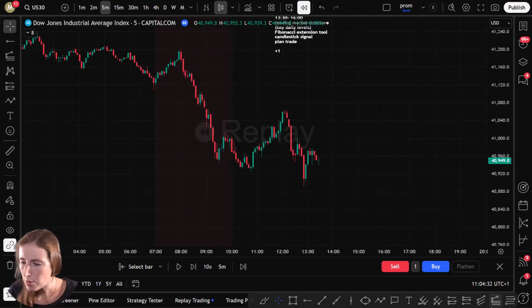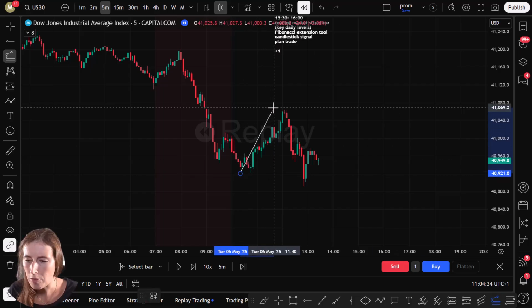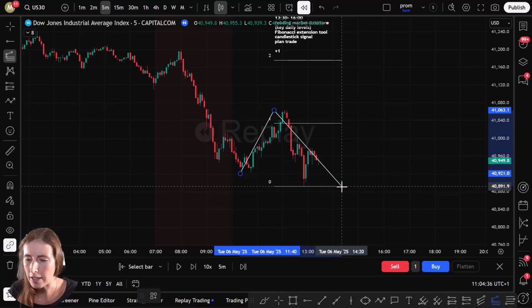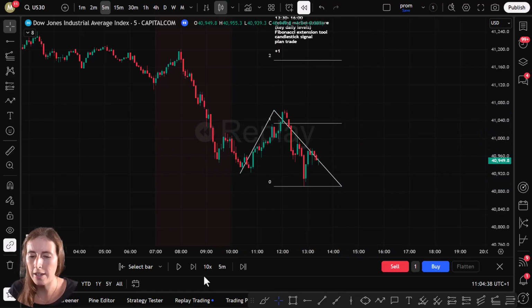And the notable structural point for me to observe is this pullback length here. If price comes back up here and we get a candlestick signal, that would be an interesting place for a short. I'll just see what it does.